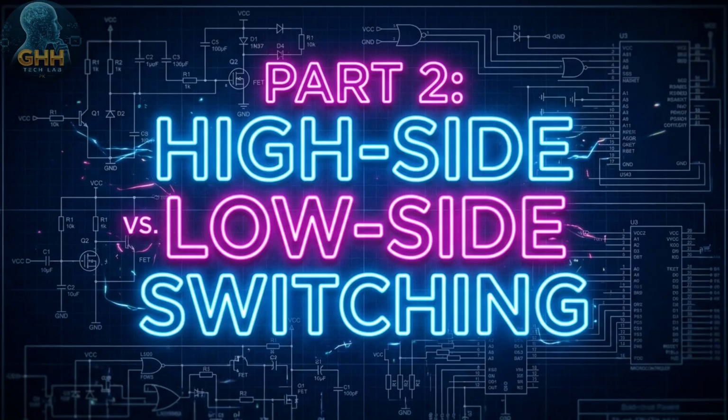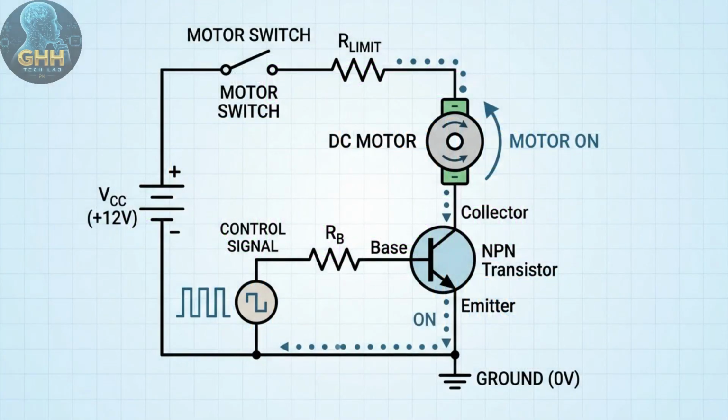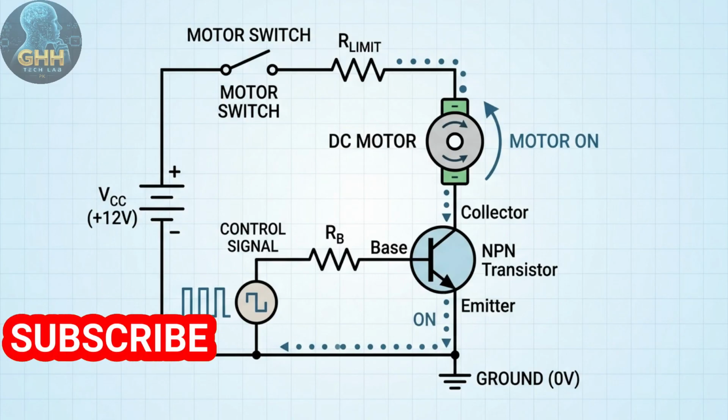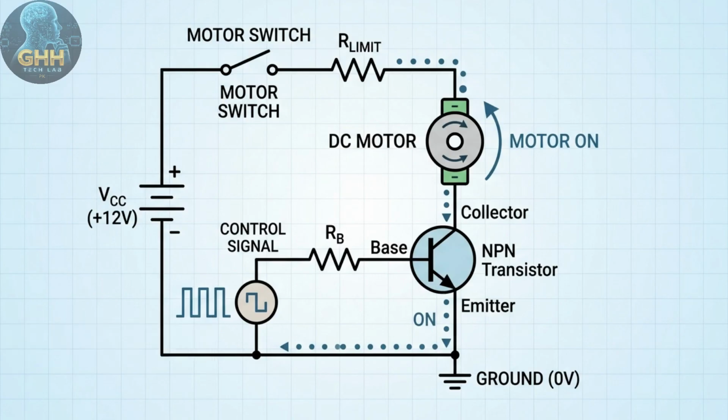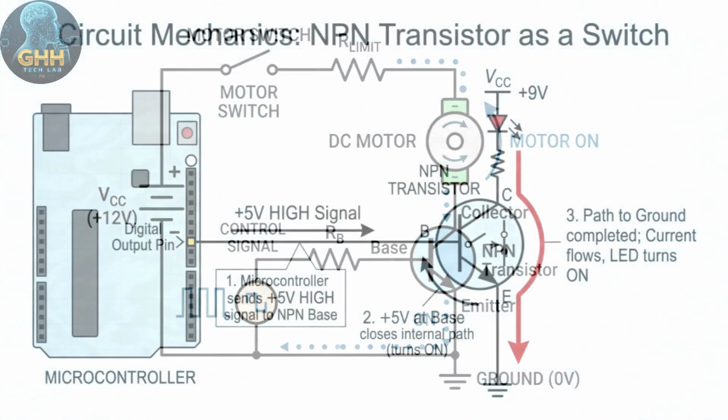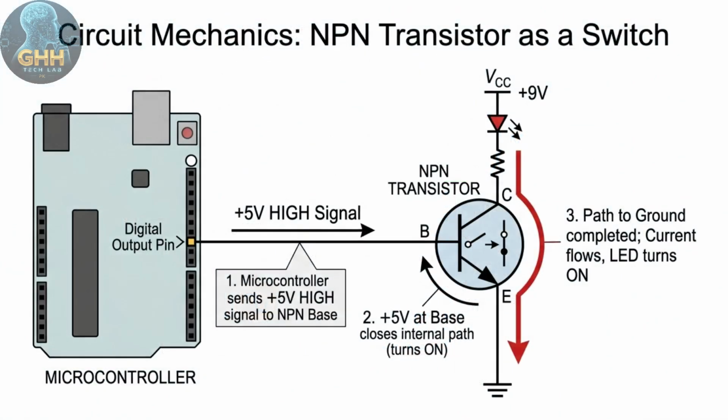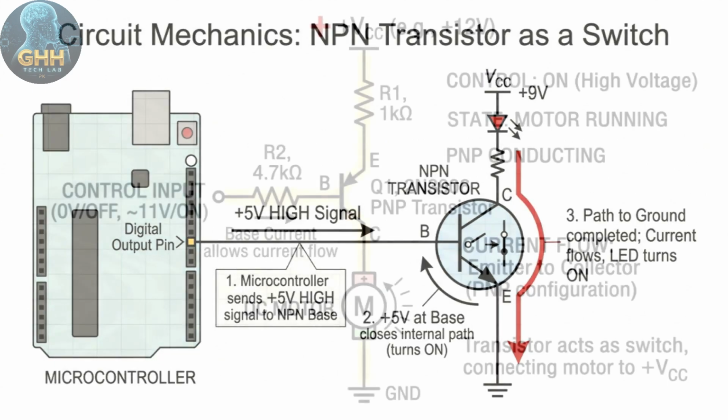Part 2. High side versus low side switching. This directional change alters how these components are integrated into a power rail. An NPN transistor is fundamentally a low side switch. It is placed between the load and ground. When your microcontroller sends a positive voltage to an NPN's base, it opens the channel, allowing current to drop down through the load and sink straight into ground.